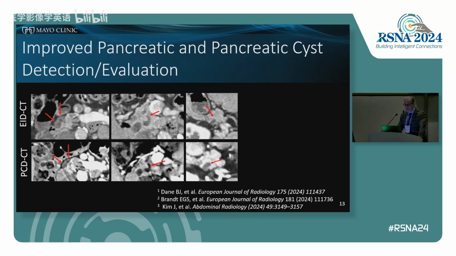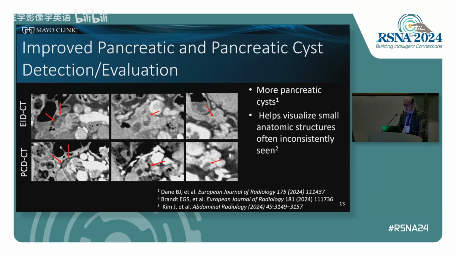Dr. Dane and others have led the recognition for how photon counting can improve our pancreatic imaging. We can see more pancreatic cysts, and we can help visualize small anatomic structures that are inconsistently seen, like the celiac ganglia, as well as side branch ducts. And the NYU group has also shown that it improves reader confidence in looking at pancreatic cancer.